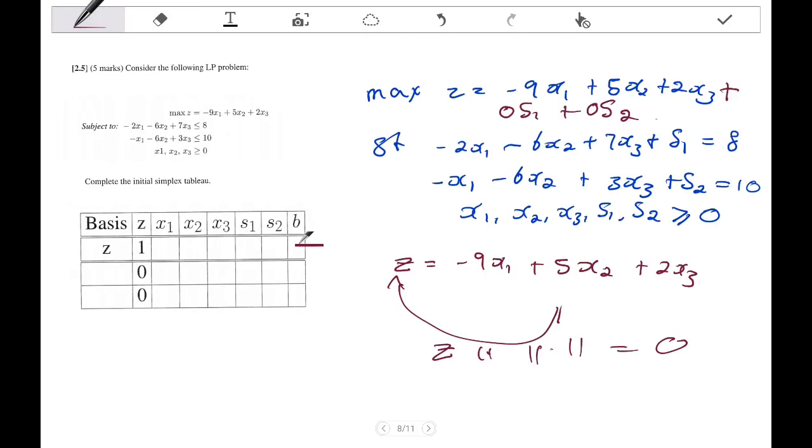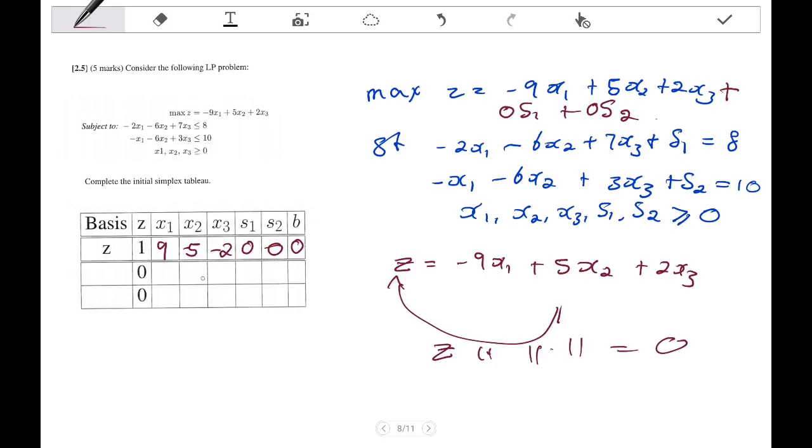The b here initially is 0. So since its initial b is 0, then x1, if you take this to the other side, therefore 9 changes the sign. The coefficient of x1 is going to be 9 now. The coefficient of x2 is going to be minus 5. The coefficient of x3 is minus 2. s1 is 0, s2 is 0.